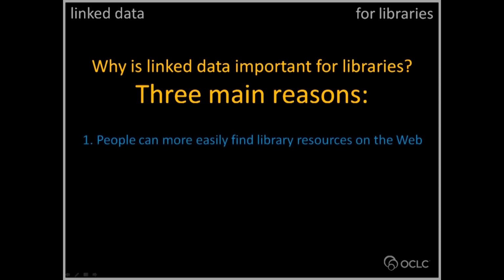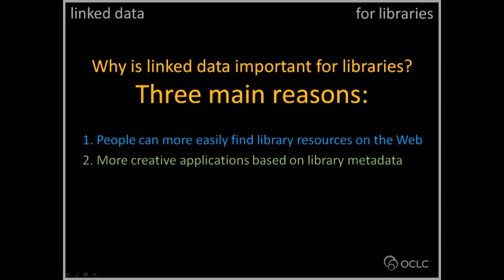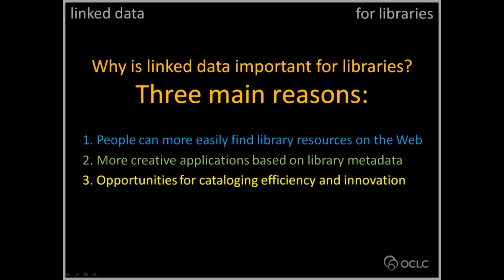First, by including linked data in the online descriptions of library resources, search engines and other information services on the web will be better able to get people directly and quickly to those materials. Second, by providing library data in more discrete, granular, and well-defined chunks, linked data allows developers to create innovative applications based on library metadata from a variety of sources. And third, linked data gives us the opportunity to think about cataloging in different, more efficient ways.